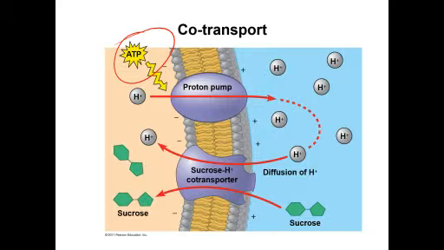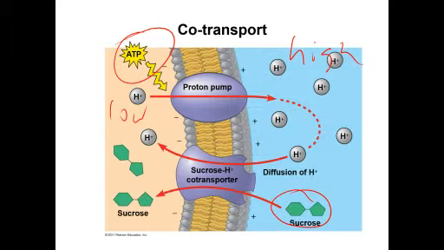So these protons are then high outside and low inside. You have higher protons outside, so you have this co-transporter protein, a sucrose proton co-transporter. For the cell to move sucrose into the cell, you also have to have the binding of protons to this transporter. And so both of these molecules move down their concentration gradient through facilitated diffusion.